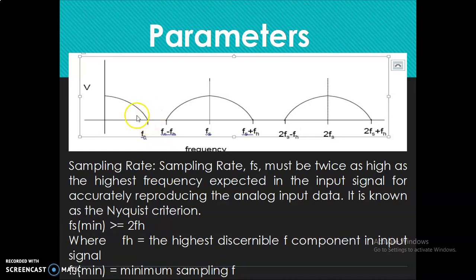If it is equal, then these will coincide with each other. In this case, fs is greater, so that's why you will find this region. In case it is less than 2fh, then this will overlap. If it overlaps, then there is a chance of aliasing. So we have to avoid aliasing by using the sampling theorem or Nyquist criteria.